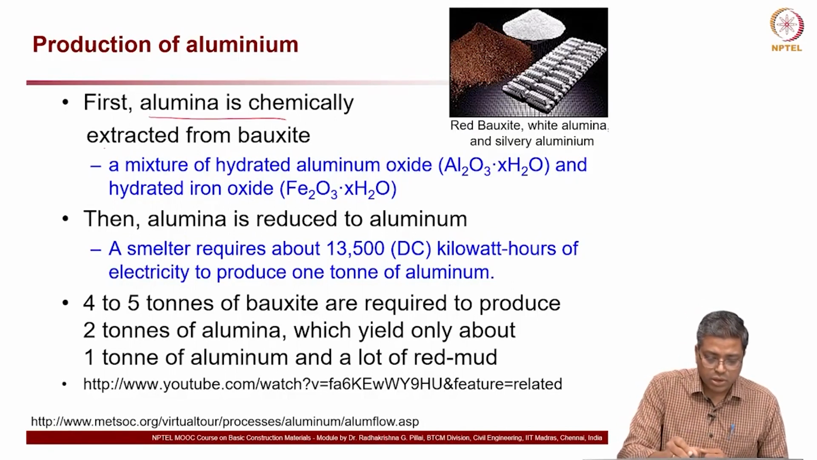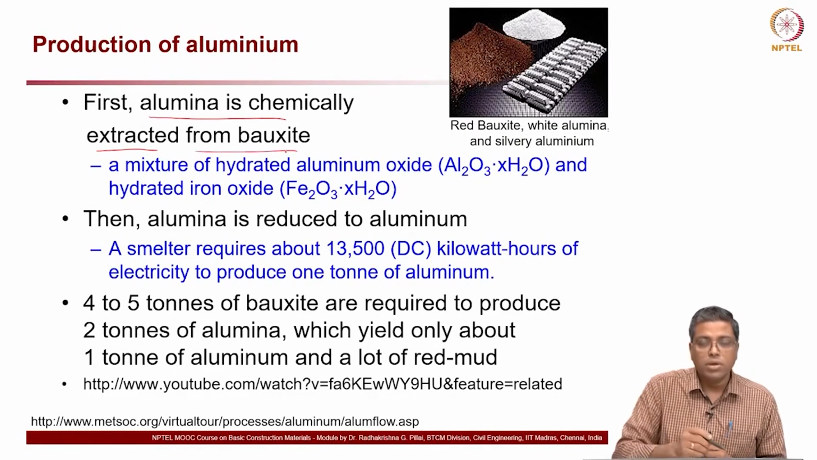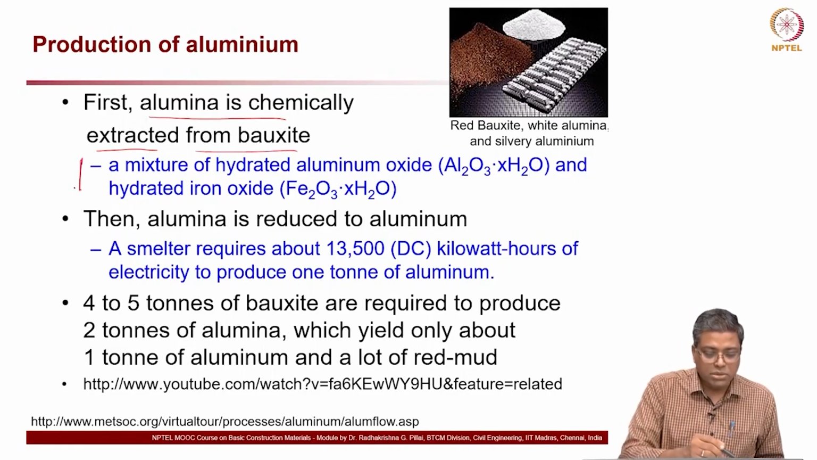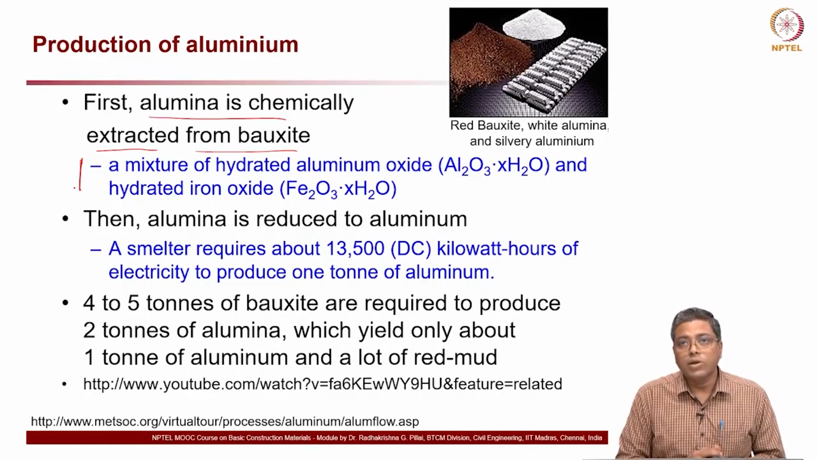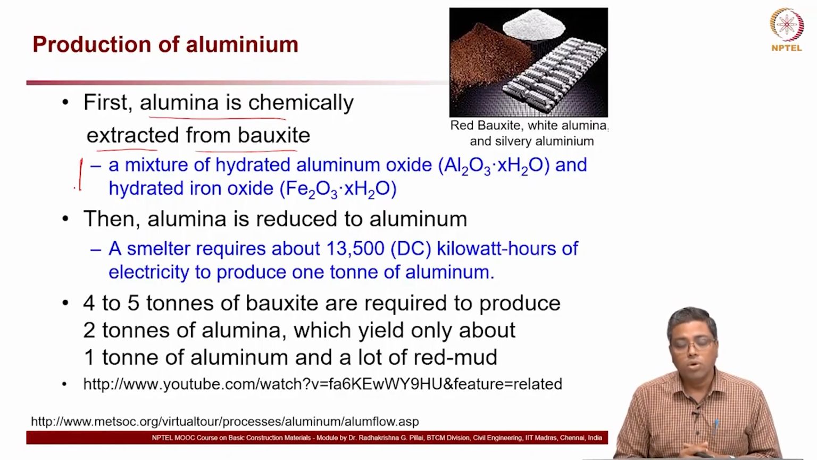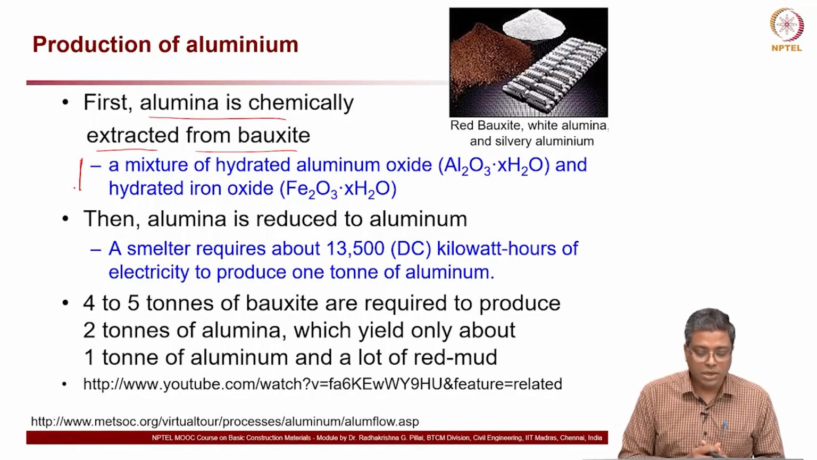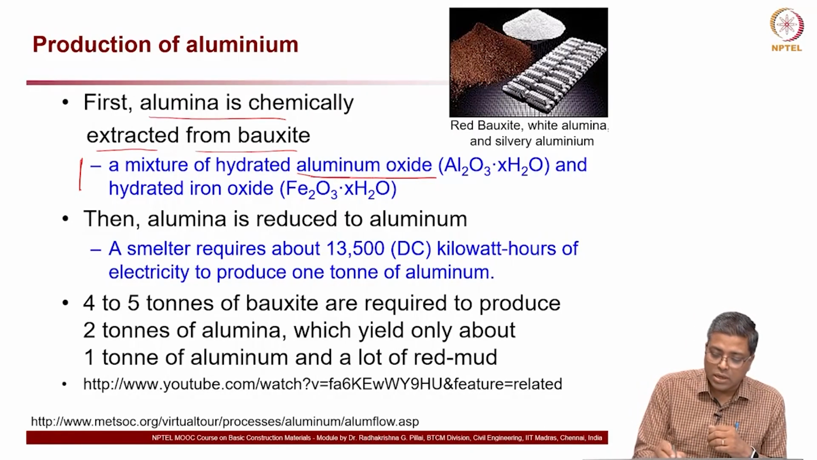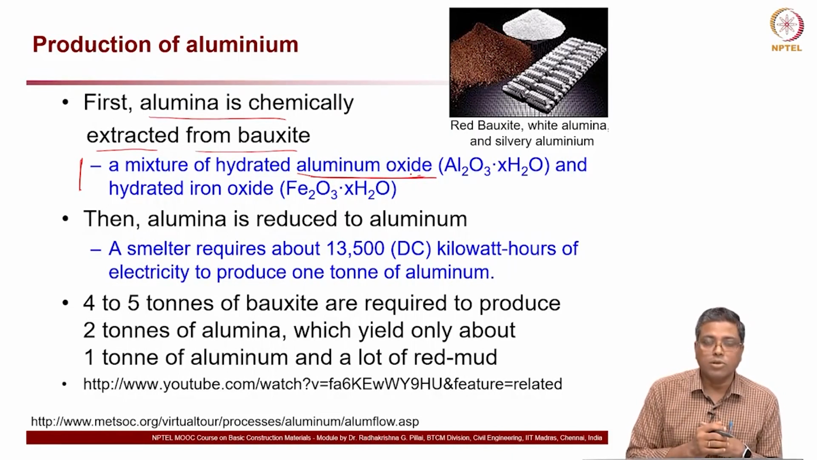First step is alumina is chemically extracted from bauxite. Now, what is there in bauxite? It is basically a mixture of hydrated aluminum oxide and hydrated iron oxide, and there are also other oxides present in that ore like titanium oxide, etc. There might also be some silica present in that ore material which you collect. And then this is our key element here, aluminum oxide.